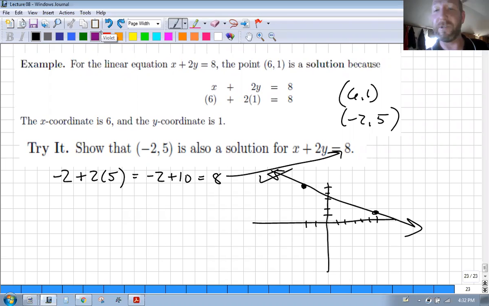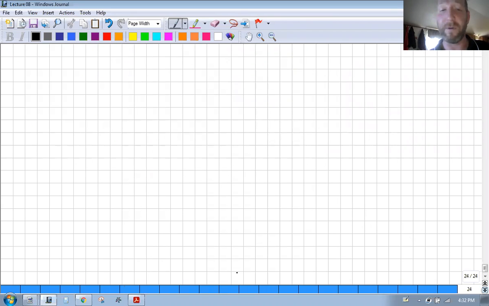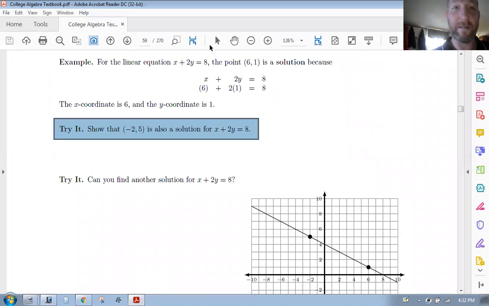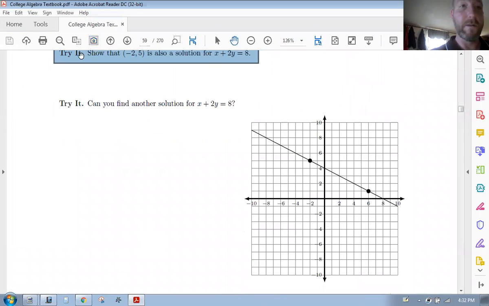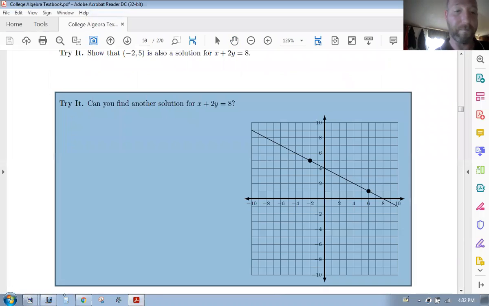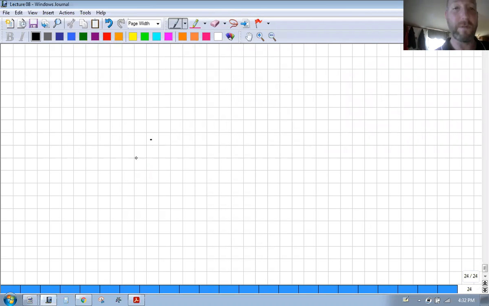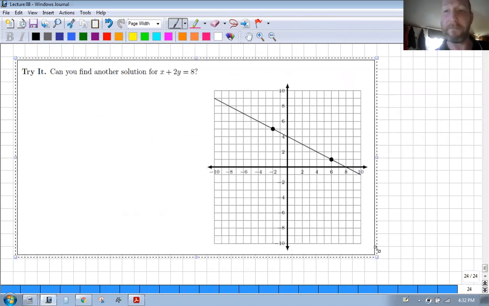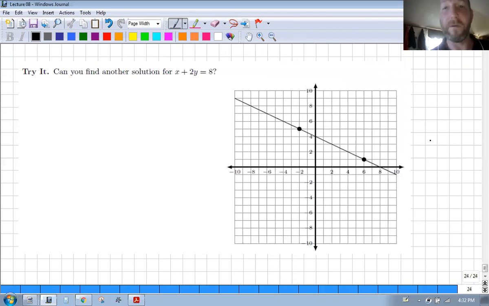Some of our favorite solutions are the ones where they cross the axes, the intercepts. And we find those when we let one variable or the other be 0, which I think is what we're going to do next. Yeah, let's do that. So can we find another solution? Those are the 2. Well, one way to do it is I can just look at the graph, be like, boom, there's a solution. 0, 4. Here's another solution. 8, 0. I can look at the graph and tell you.